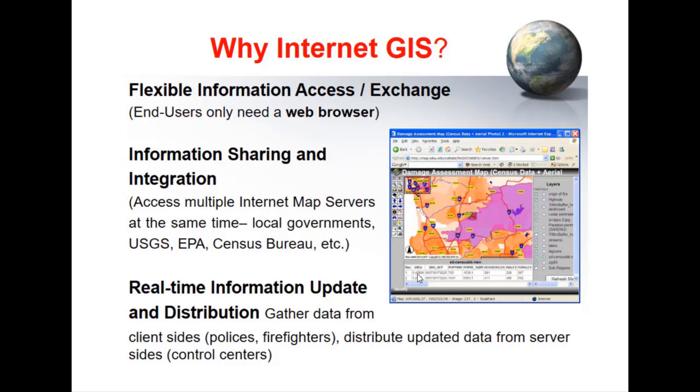Then you can have the real-time information update and distribution. This is also very important, that if any event is occurring in real time, like say any calamity, like nowadays we are experiencing a calamity throughout the world, that is the war between Russia and Ukraine. So this real-time information you can update through the Web GIS.